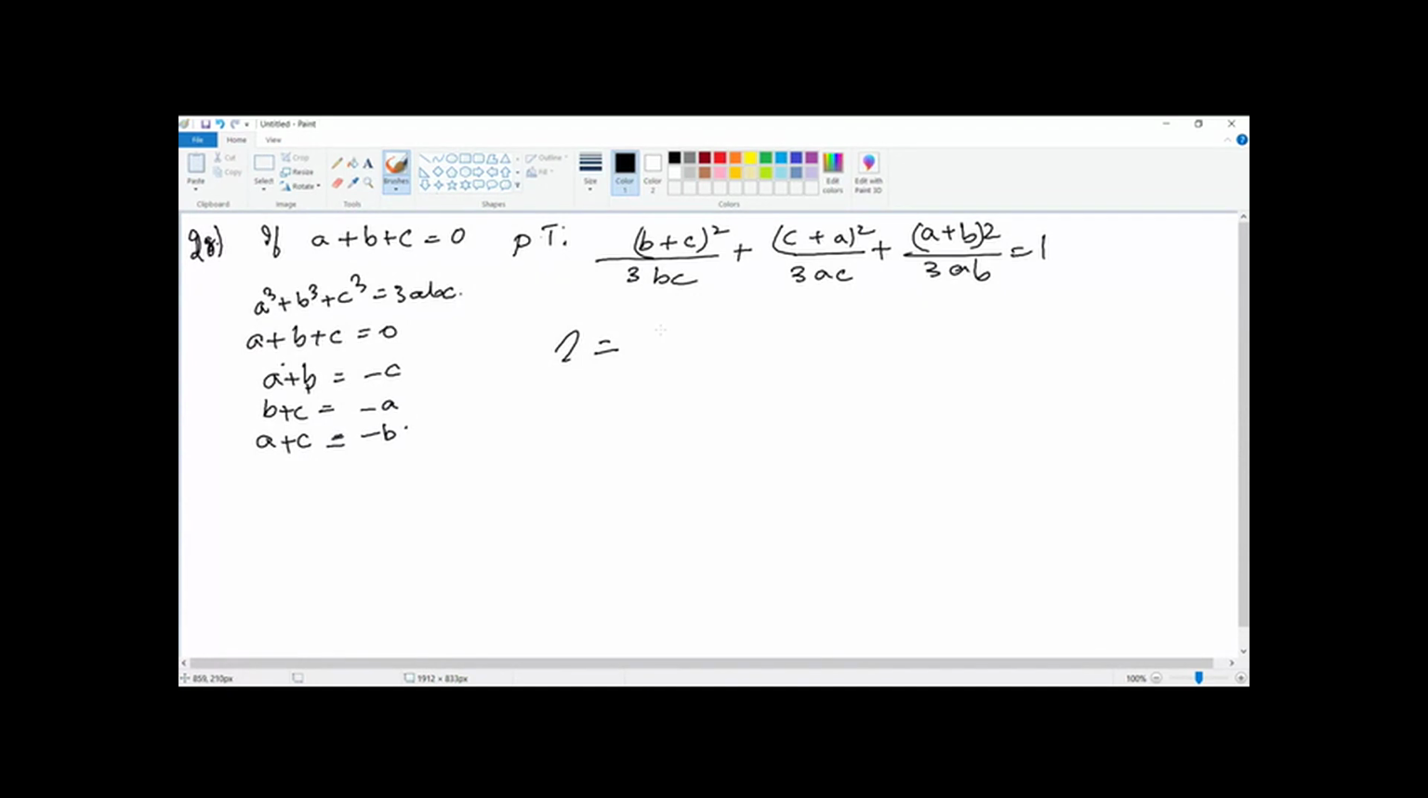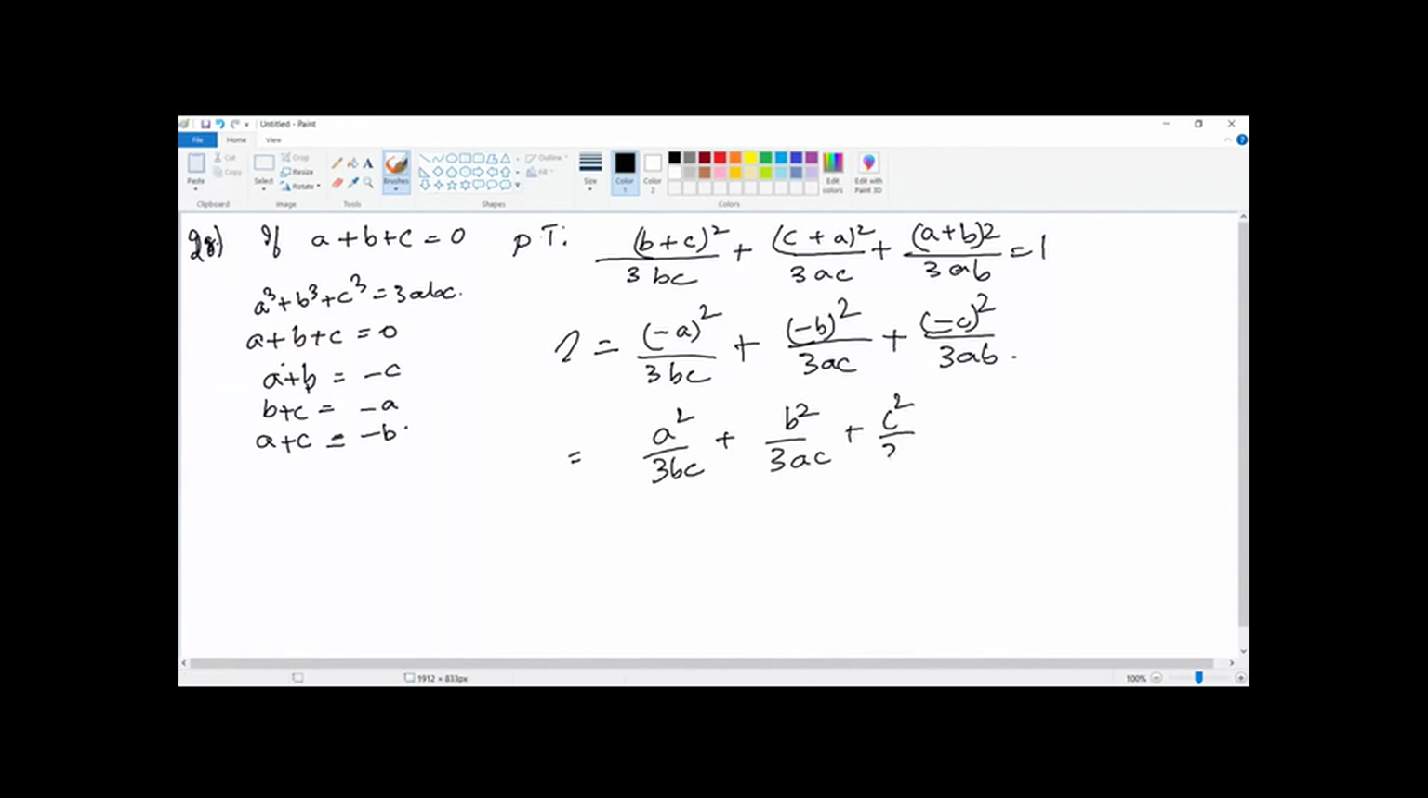So this will become minus a whole squared plus 3bc. This will become minus b whole squared by 3ac. And this will become minus c whole squared by 3ab. Correct? Yes, ma'am. So it will be a squared by 3bc, b squared by 3ac, c squared by 3ab.